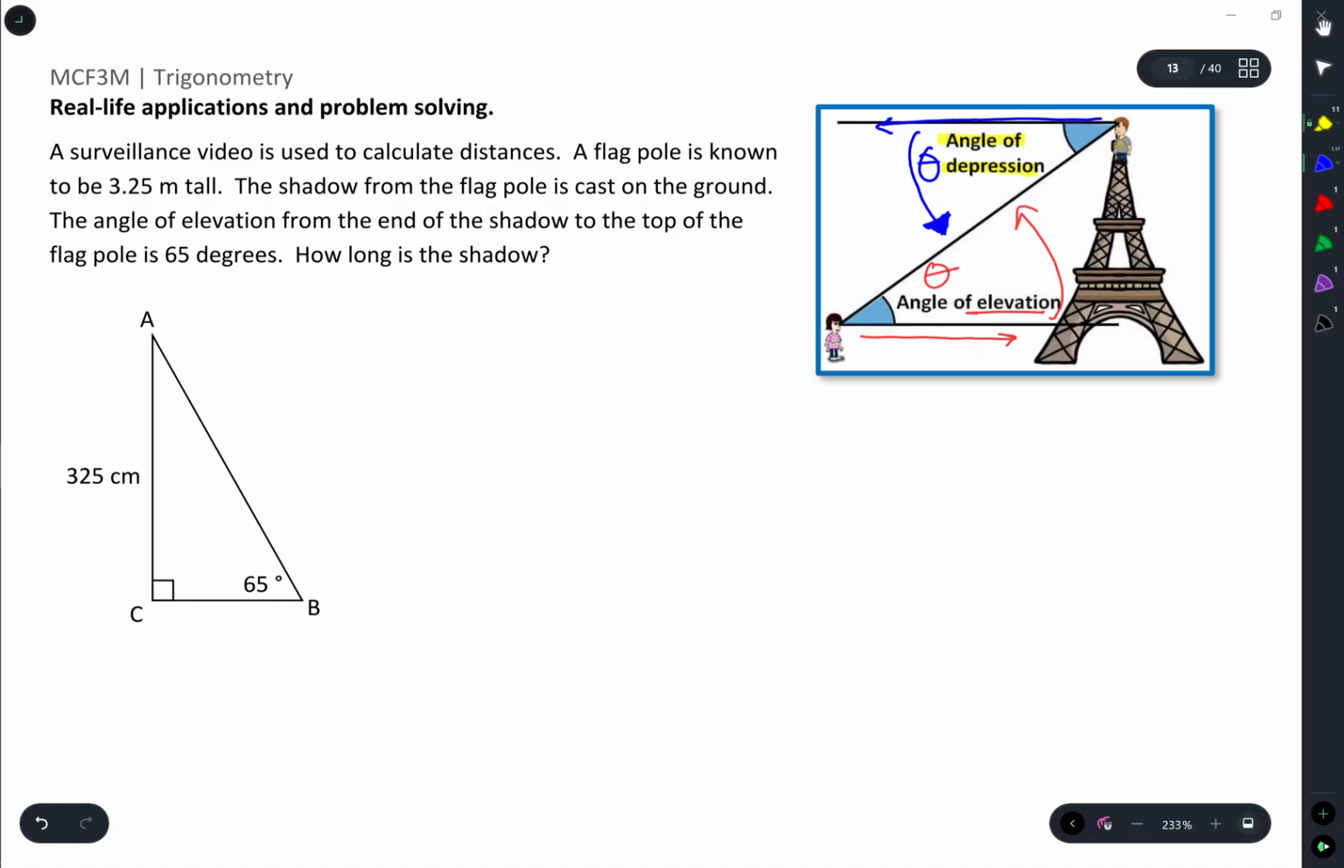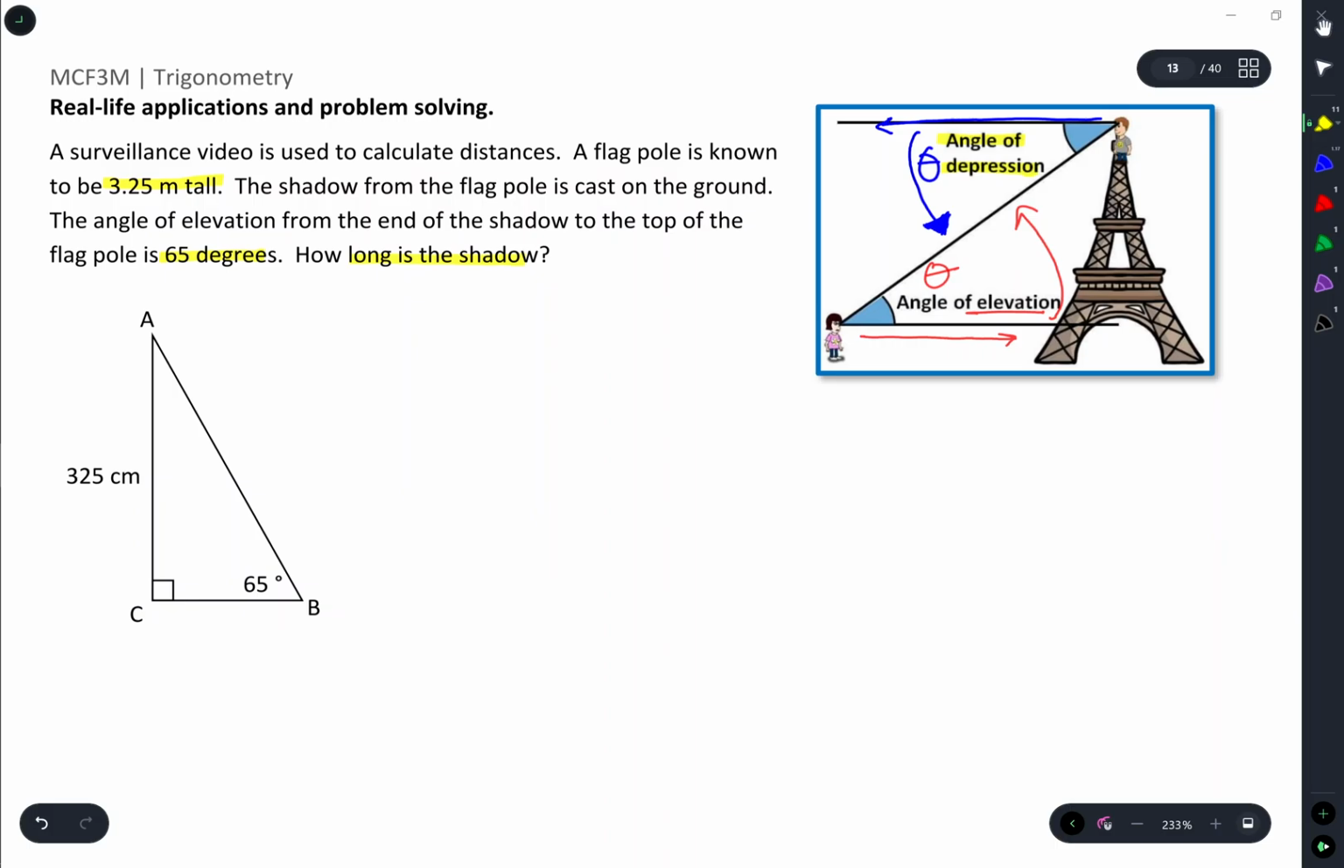So here we have a problem. It mentions real-life applications and problem solving. It mentions that a surveillance video is used to calculate distances. Very common. A flagpole is known to be 3.25 meters tall. The shadow from the flagpole is cast on the ground. The angle of elevation from the end of the shadow to the top of the flagpole is 65 degrees. How long is the shadow?